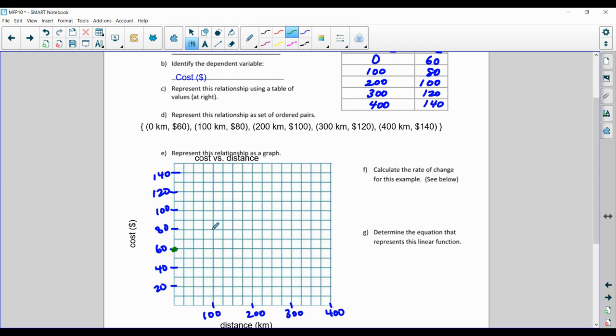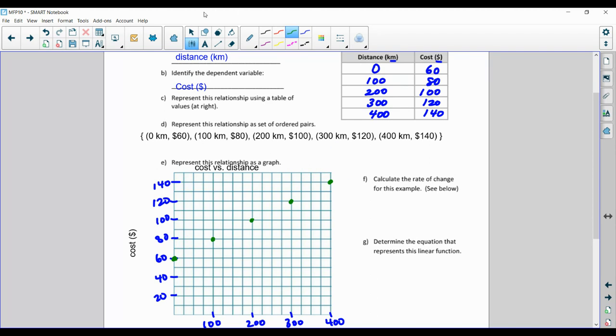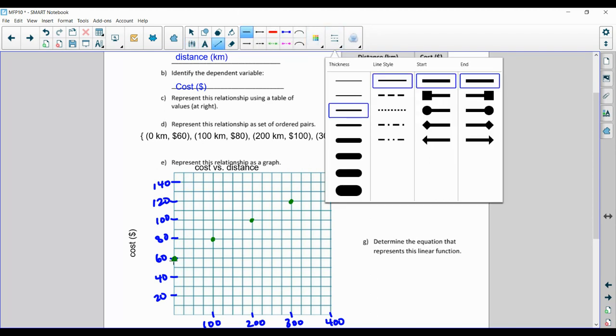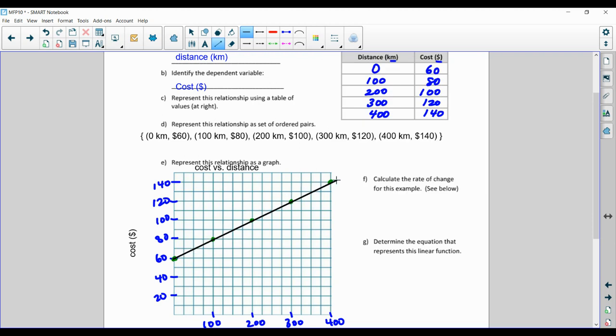After 100 kilometers, the cost was 80. After 200 kilometers, the cost was 100. After 300 kilometers, the cost was 120. And 400 kilometers, the cost was 140. Now that is looking linear. Okay, I'm going to draw my line on there just to show that it does make a straight line.